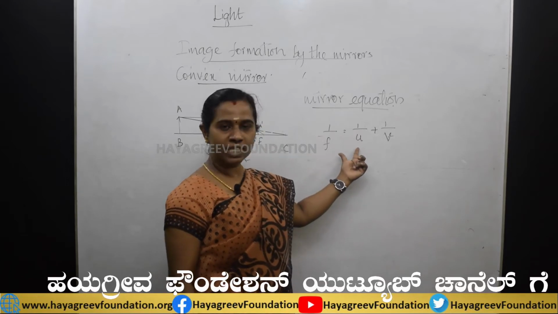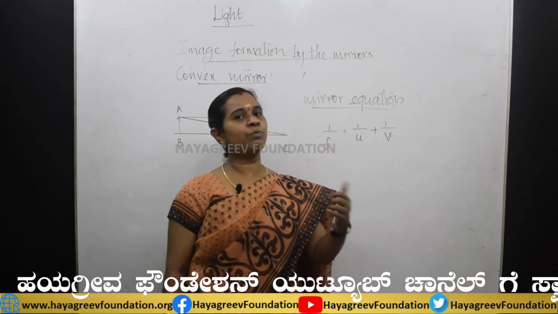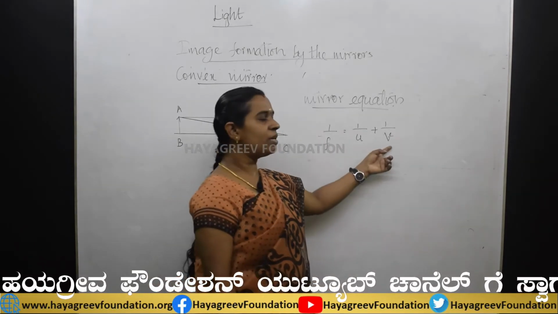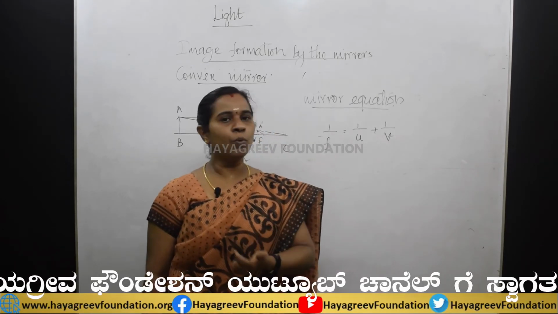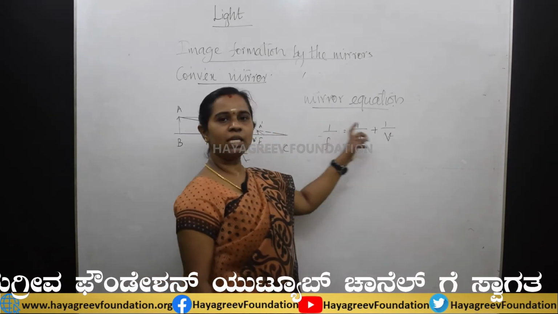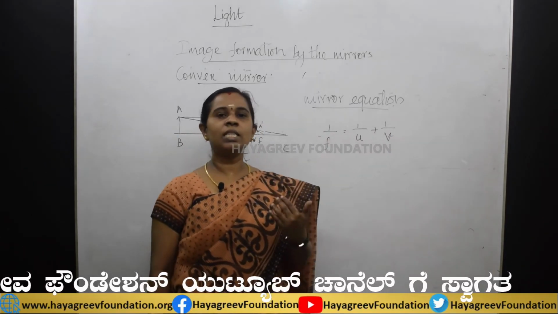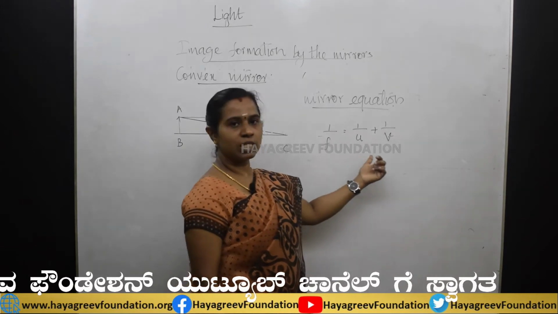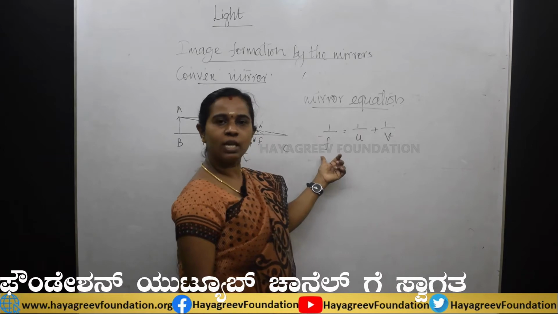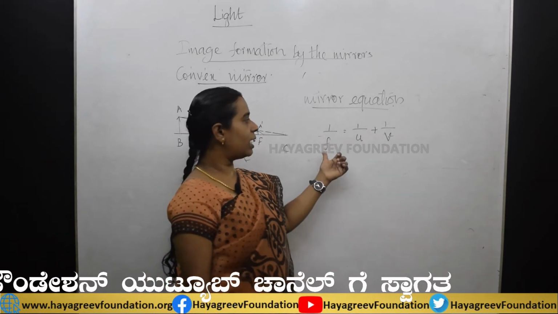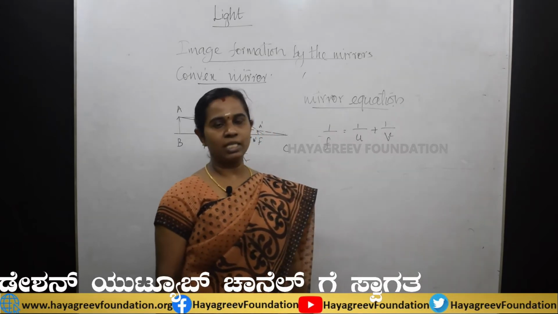u means object distance. Object distance is nothing but the distance between the object and the pole of the mirror. And v means image distance, the distance between the image and the pole of the mirror. So this is mirror equation. With the help of this formula, they may ask numerical questions. Any two quantities they may give, and we have to find the other quantity. So if focal length and object distance are given, we can find image distance.